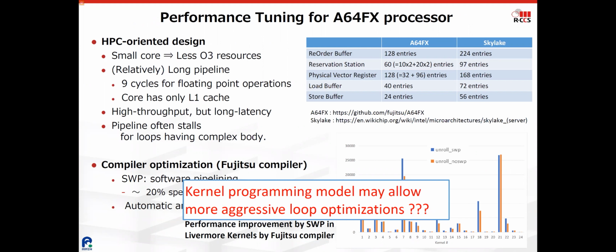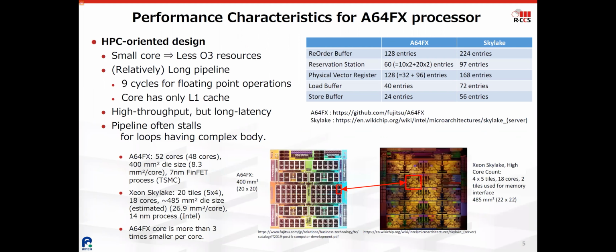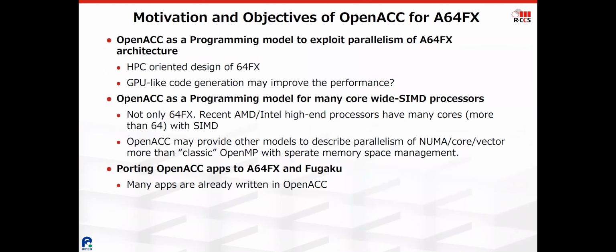Loop fission means that we optimize the loop by cutting it into smaller loops. So we expect kernel programming or OpenACC programming may allow more aggressive loop optimization. Again, the A64FX is an HPC-oriented design, so we expect GPU-like coordination may improve the performance. That is our expectation.